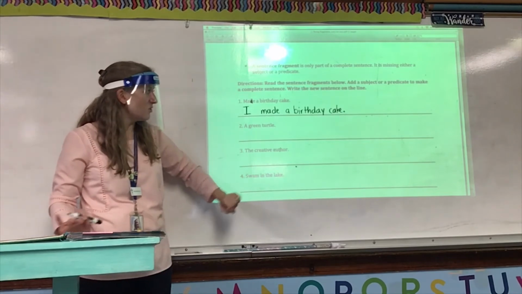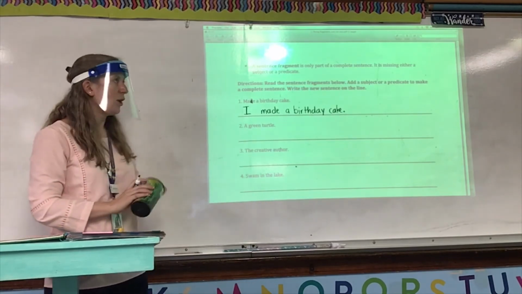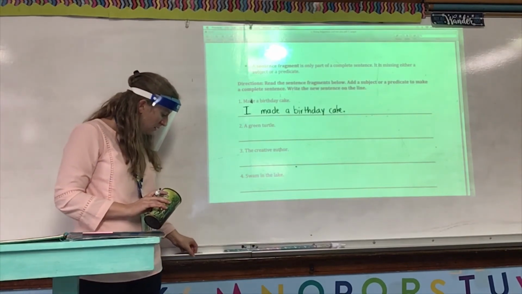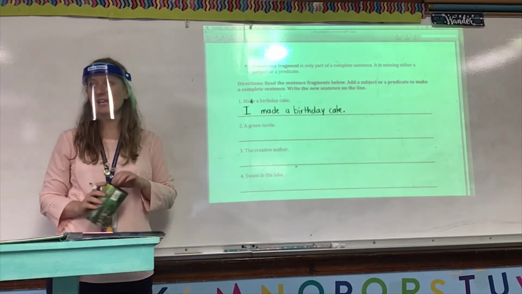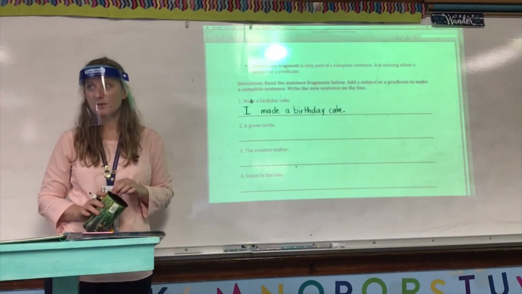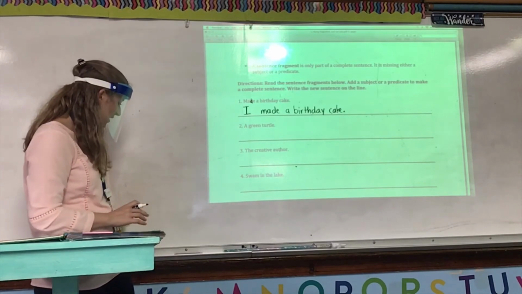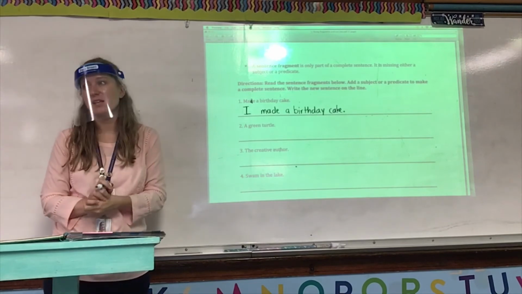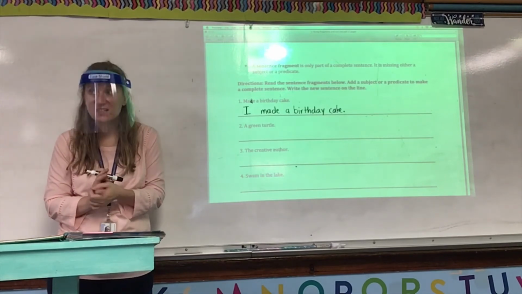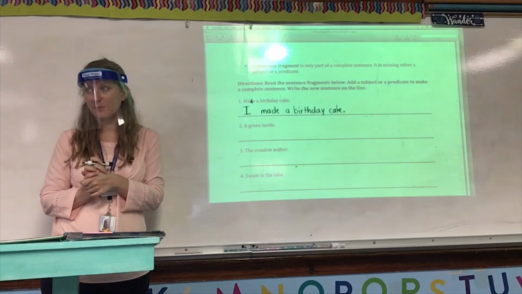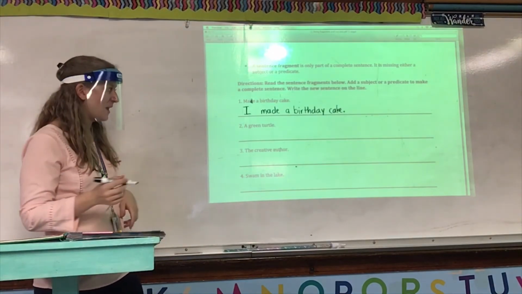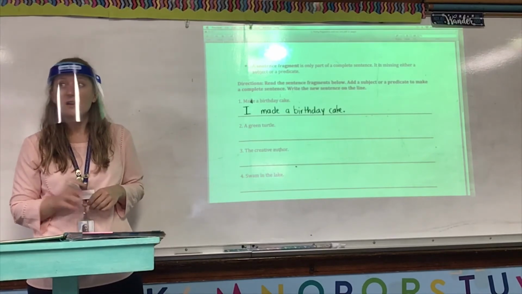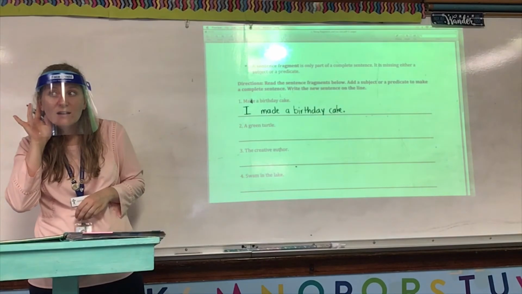Okay, thank you, Smith. Number 2, a green turtle. Which part of the sentence do we have, Victoria? Subject. We have the subject, which means we are missing what? Predicate. The predicate. So this fragment is the type that's missing a predicate. How do we fix fragments that are missing a predicate? We add a predicate. So what predicate would you like to add? A green turtle walked on the seashore.